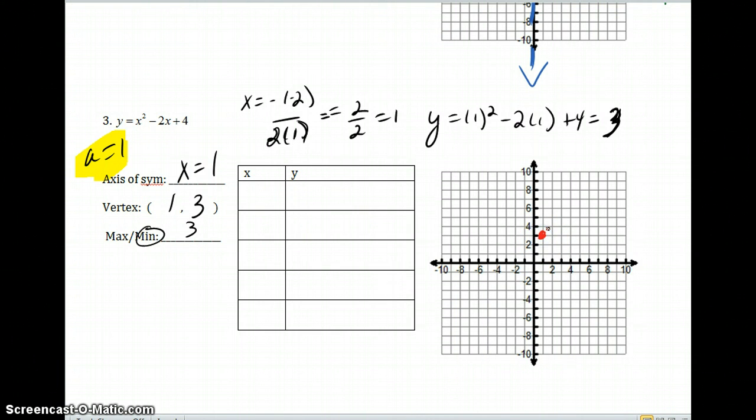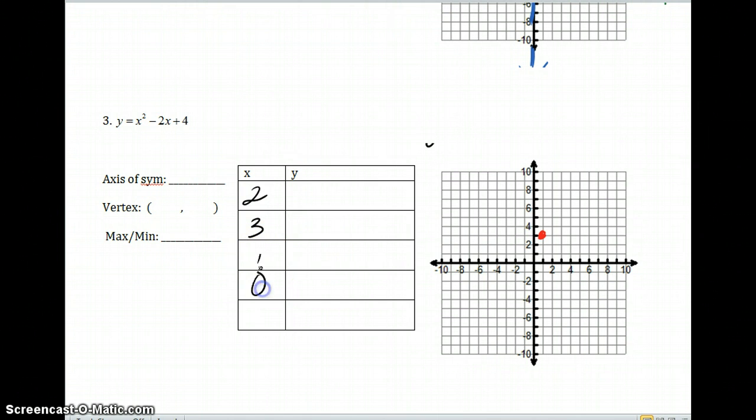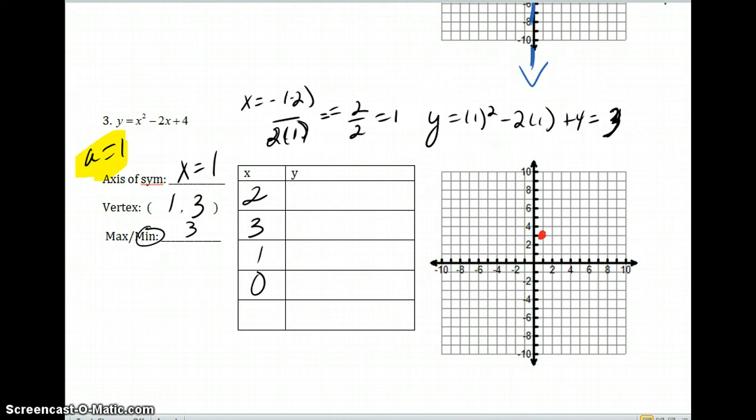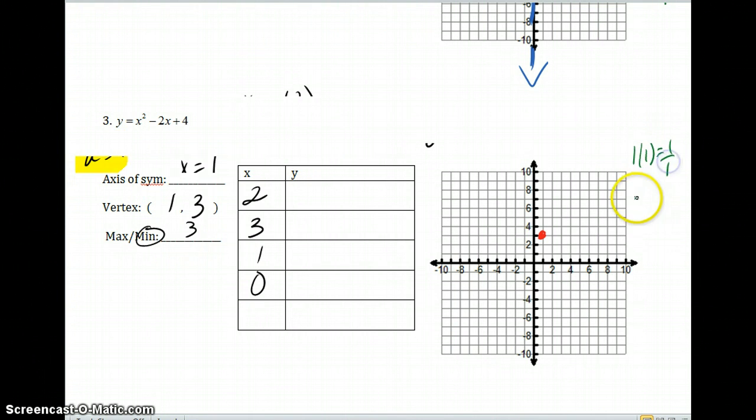Now, if you were using the XY table, you would choose two values to the right of the vertex and two values to the left of the vertex. Since your vertex starts at x equaling 1, you would choose 2 and 3, and then 1 and 0. I'm going to strictly do the shortcut on this one. My a value is 1, so 1a is 1 over 1, and 3a is 3 over 1.